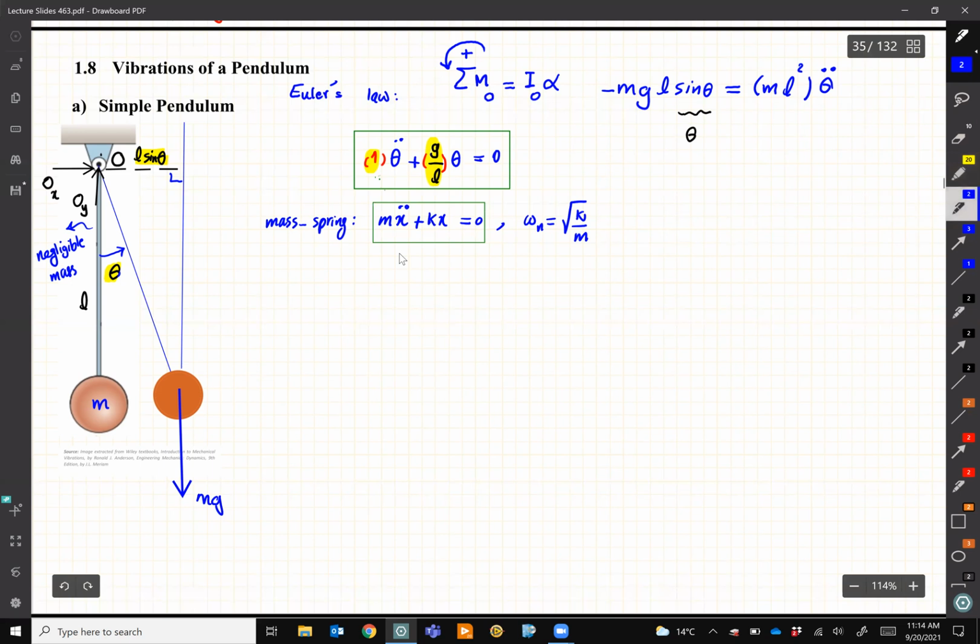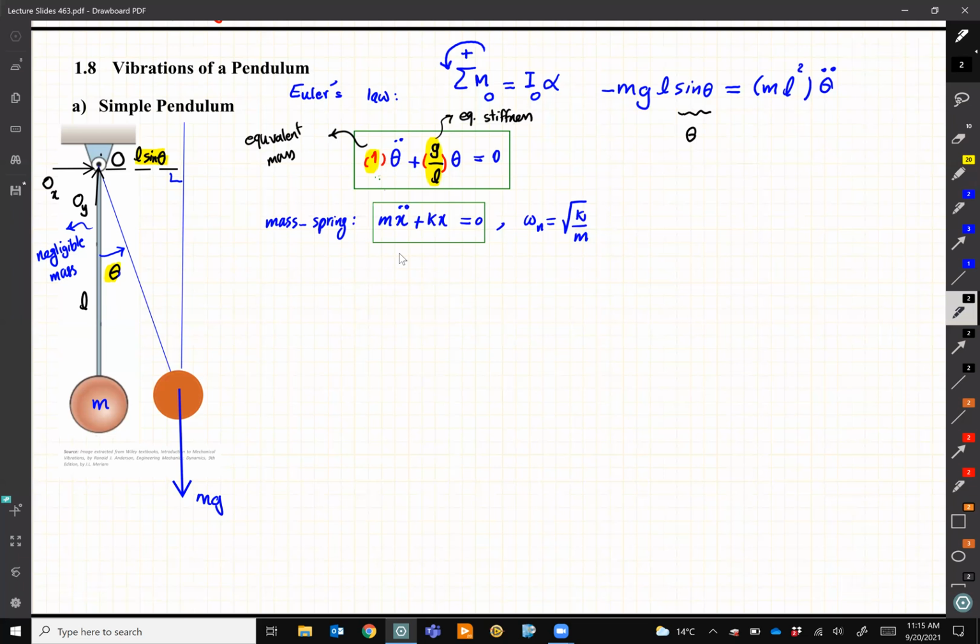We call this thing equivalent mass. And we call this one equivalent stiffness. All right. So in other words, if I replace this pendulum by a mass and a spring whose mass is 1, whatever unit it is, 1 unit, and whose stiffness is g over L, whatever number it can be, then these two systems are equal in terms of vibration. They vibrate at the same frequency.